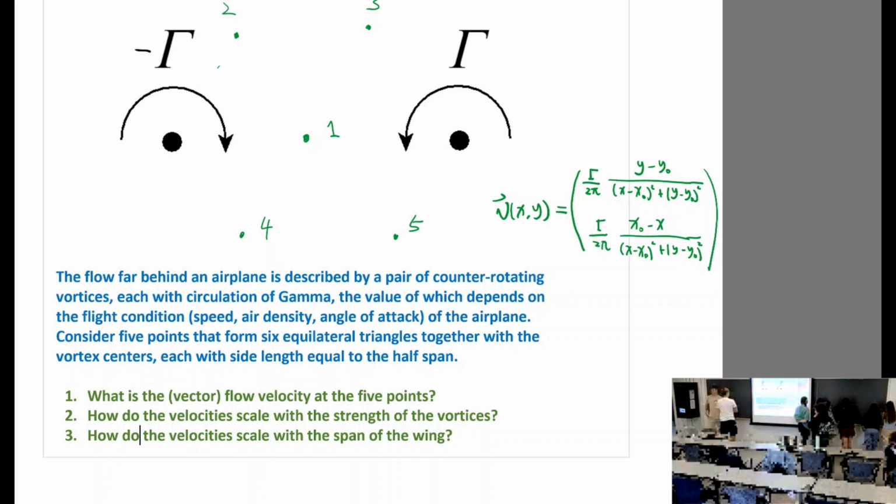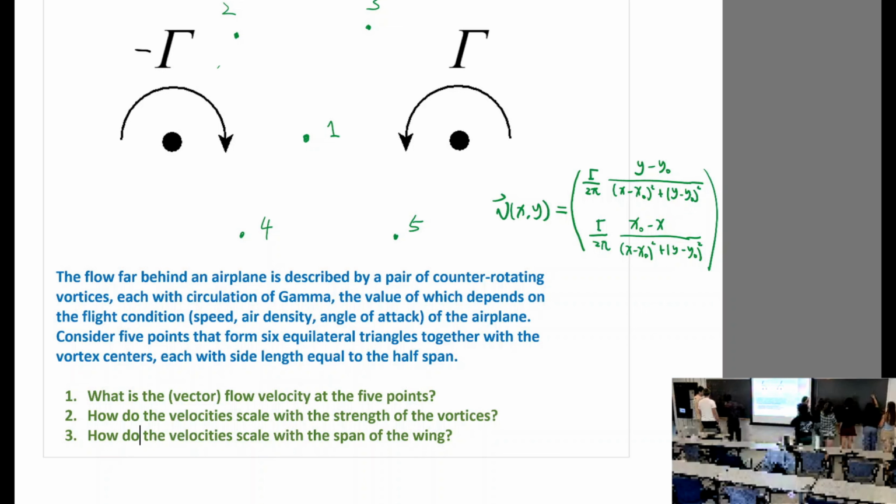Any questions on this side? Do these look reasonable at the very end? At point 1, in between the two vortices? Oh yeah, this is correct. And that's at 2, 3, 4, and 5, because they all cancel. They all have the same velocity going down, correct? Because they all have the same radius, but the x components all cancel. So the y components would be the same for each of them.